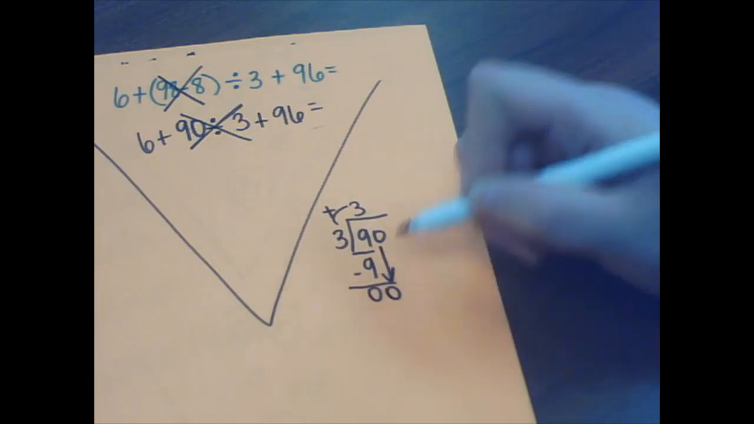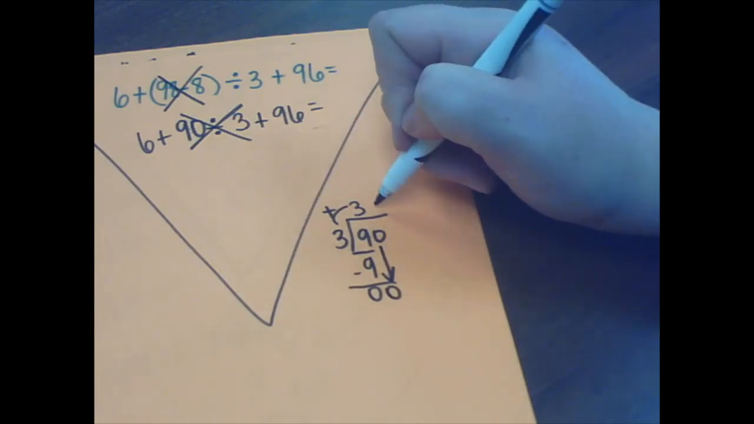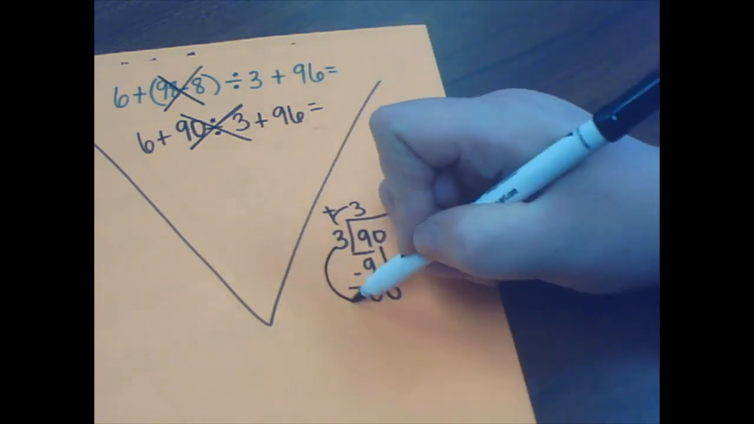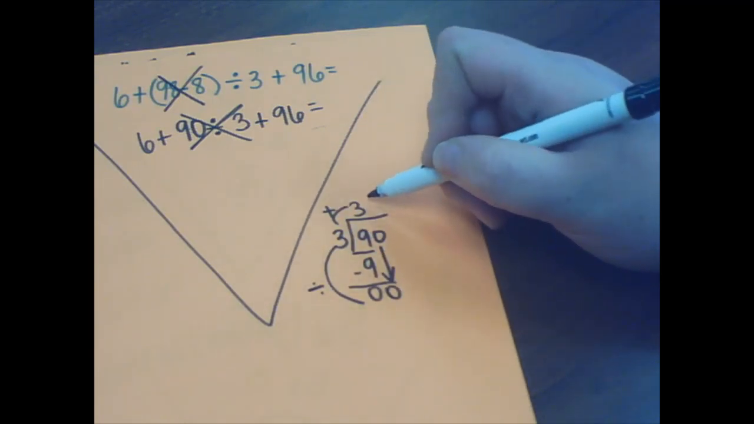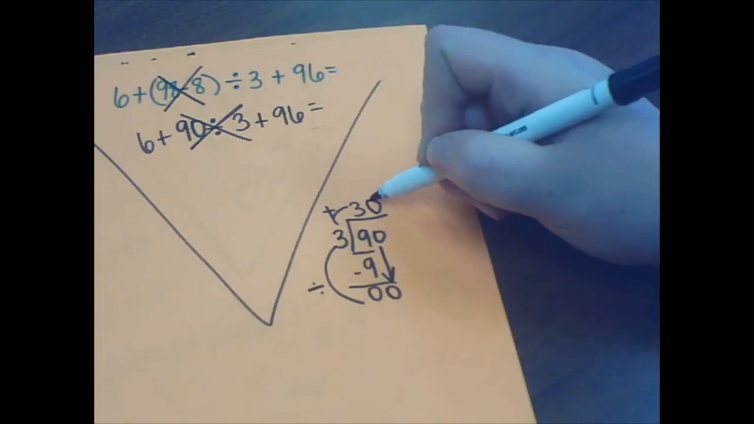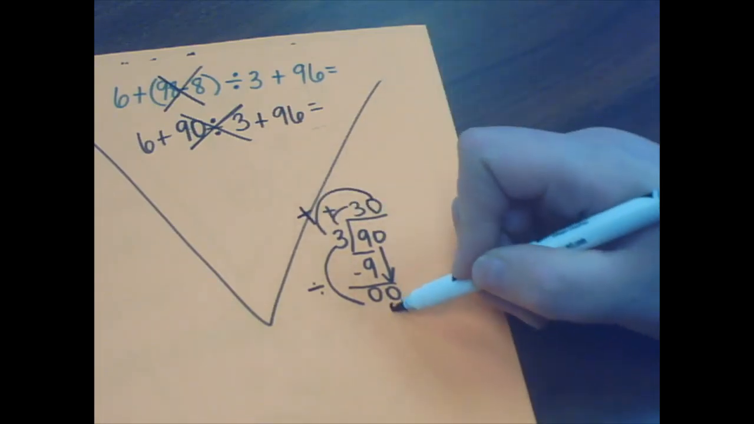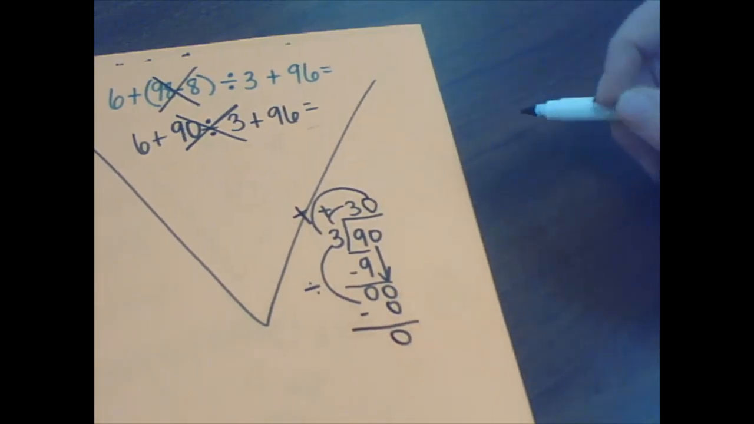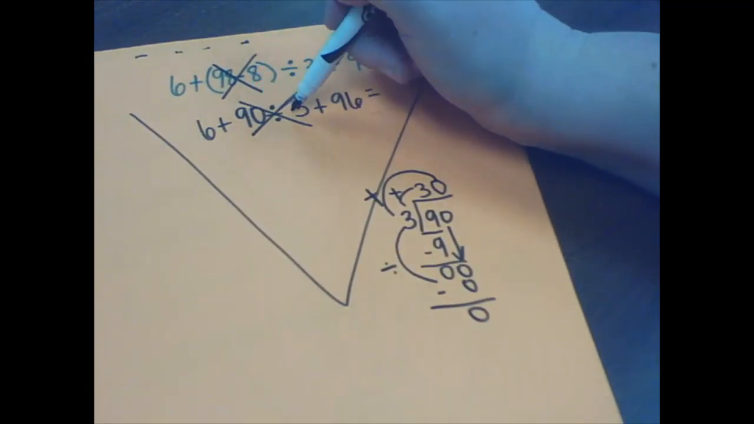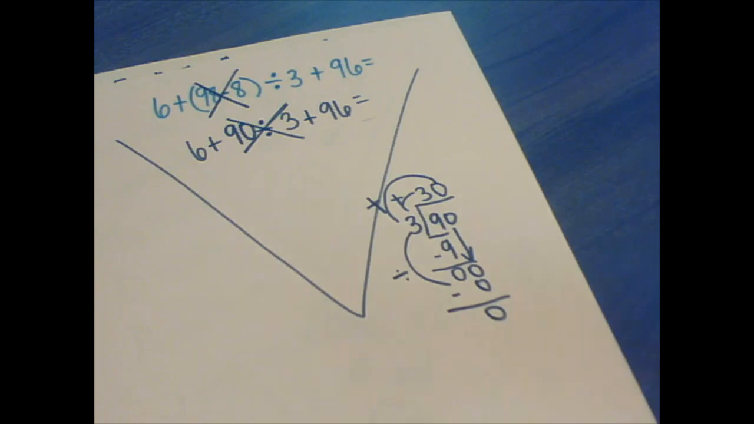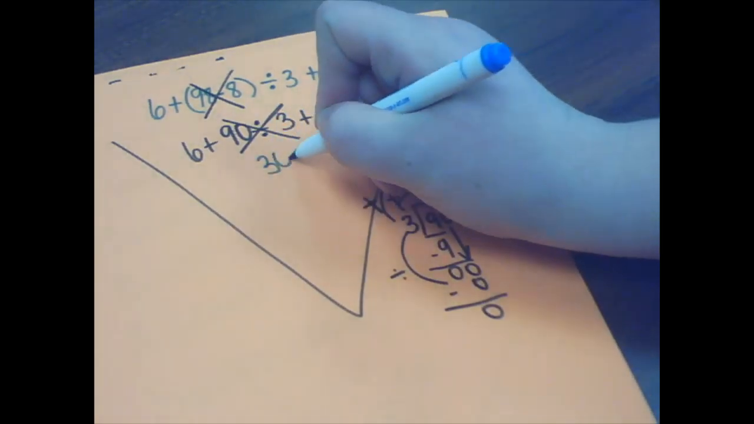subtract, bring down. Okay, I'm not done yet because I have a number in my dividend that does not have an answer above it, so I need to divide again. I put 3 into 0. 3 can't go into 0, it goes in 0 times. Multiply down. So my answer is 30. So 90 divided by 3 is 30.